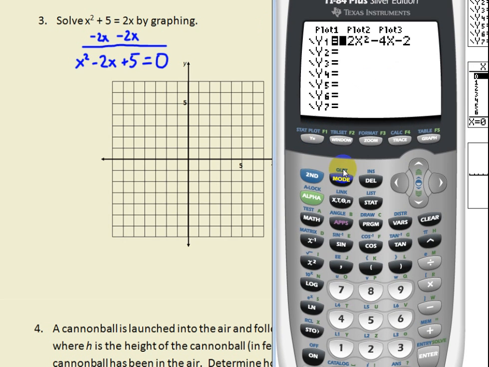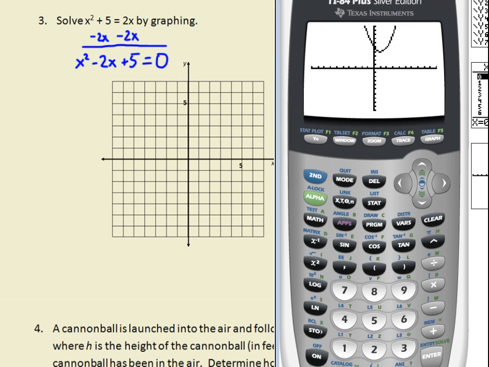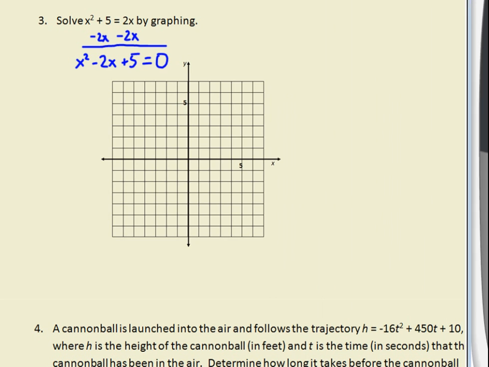So we go to y equals, and we have x squared, so I'm going to delete that, sorry, x squared minus 2x, and then plus 5. And we graph that, and notice that the parabola doesn't even touch the x-axis at any point. And what that means is there's no solution.